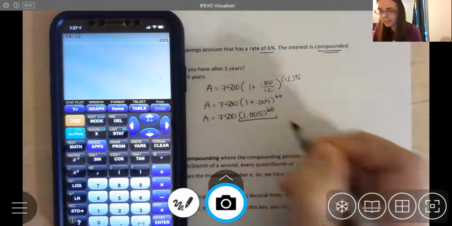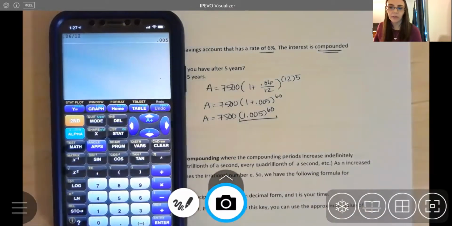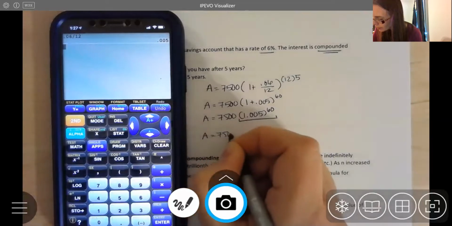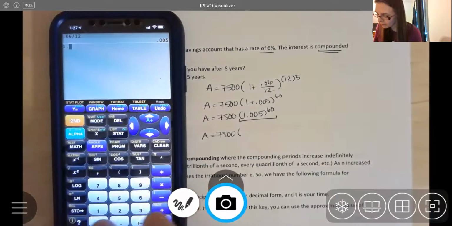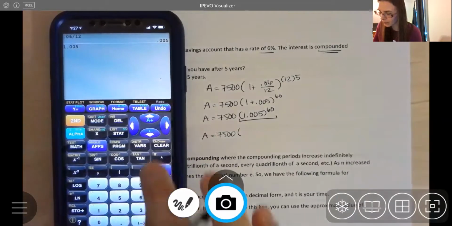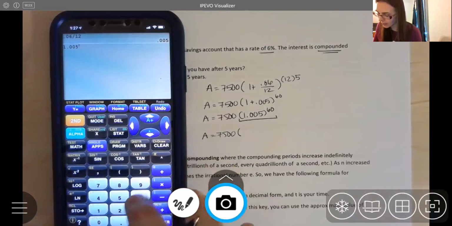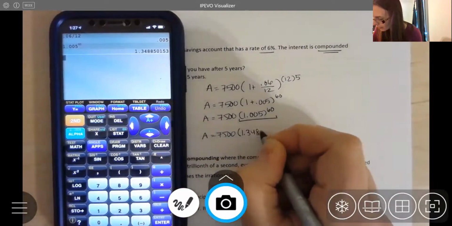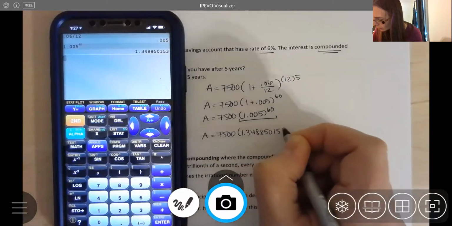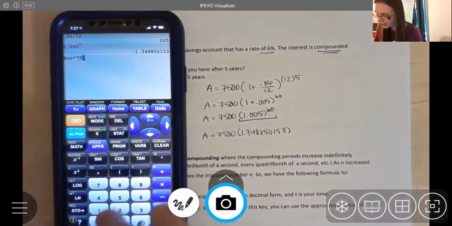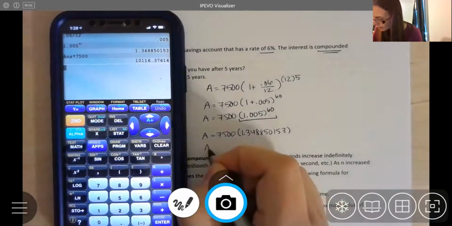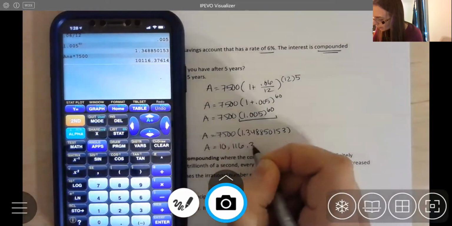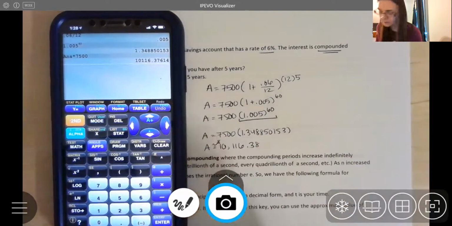And now I do want to do my exponent first. If your calculator can do everything at once, then that's fine too. But if you have a calculator that can only do one step at a time, make sure you do your exponent first. I'm going to use that little up arrow here, and then I can type an exponent of 60. And I get 1.348850153. Multiply that by 7,500. And I get $10,116.38 by rounding.